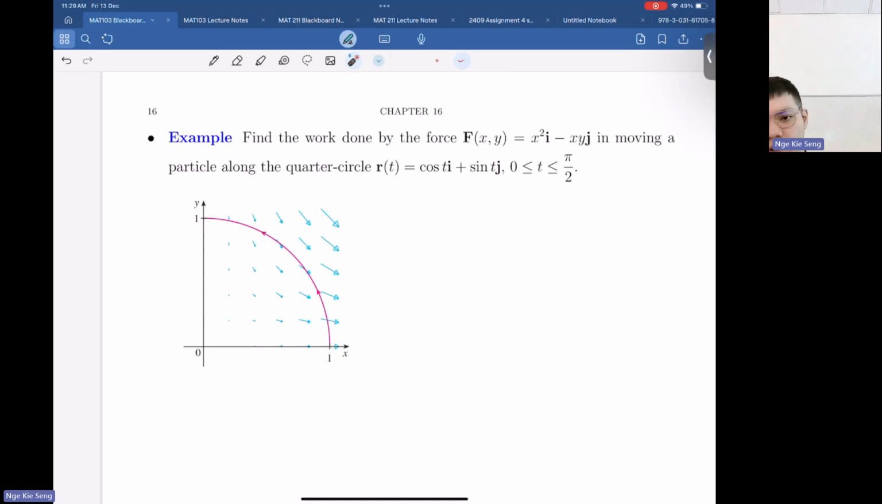All right. So how do we do it? This vector field has two components here. It's a vector field from R2 to R2.